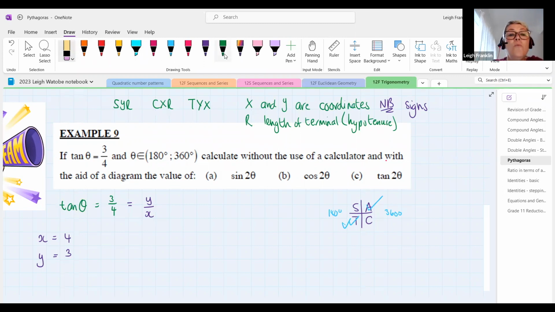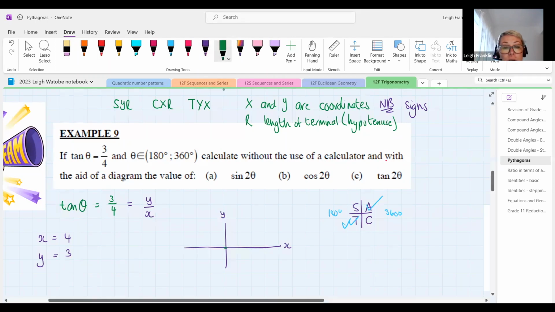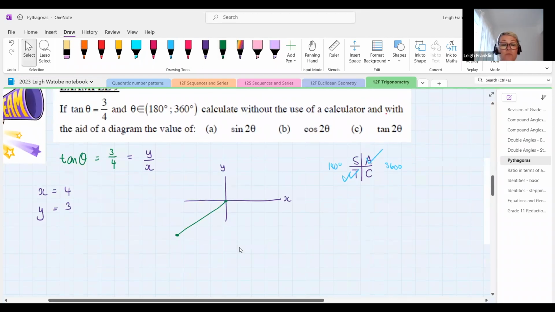So now when they want you to draw a diagram, they want you to draw a diagram of the Cartesian plane. Here's your terminal arm anchored at the origin, and it's come to rest in quadrant 3. There at the end are our coordinates. Now, this is why I was saying but. What are the signs of x and y in the third quadrant?